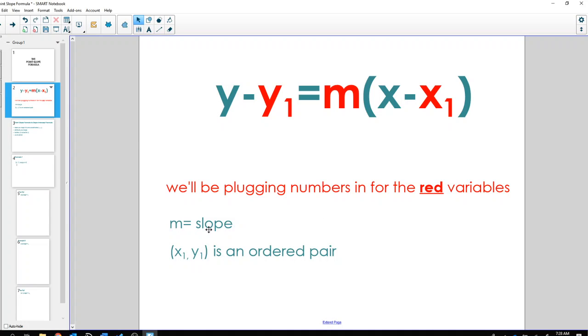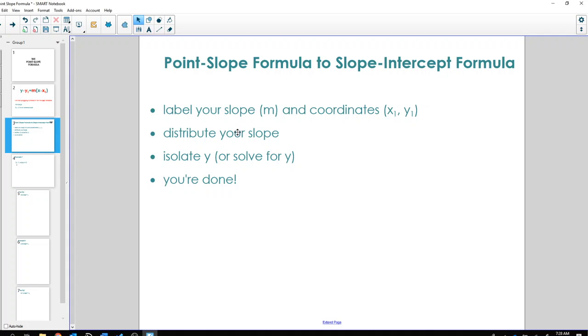So m is going to be our slope. x1, y1 is going to be an ordered pair that we have that is on that line somewhere. Again, we're going to label our slope with an m in our problem. We're going to label our coordinates x1 and y1 so we can keep them organized and know which one's which. Then we're going to distribute the slope, and then isolate or solve for y, and then we're done.